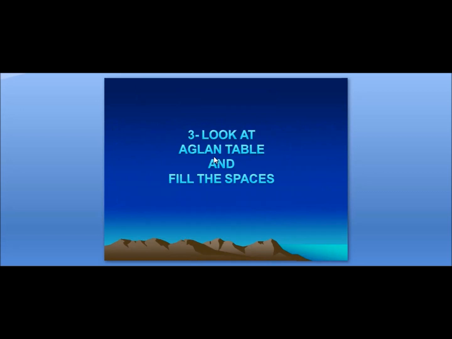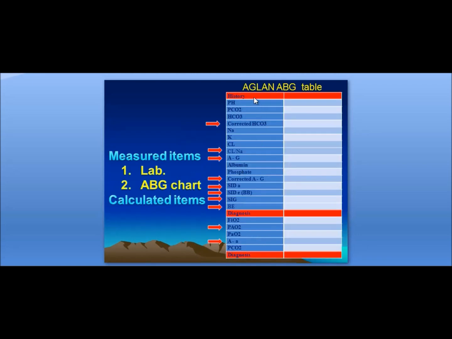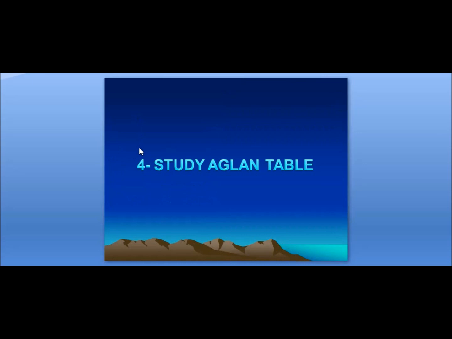Number 3, look at the Aglan table and fill the spaces. These spaces are 2. Number 1, the measured items will be taken from the lab investigation and the ABG chart. Then the calculated items with these red arrows, you have to calculate before starting the Aglan ABG table. Number 4, study the Aglan table.